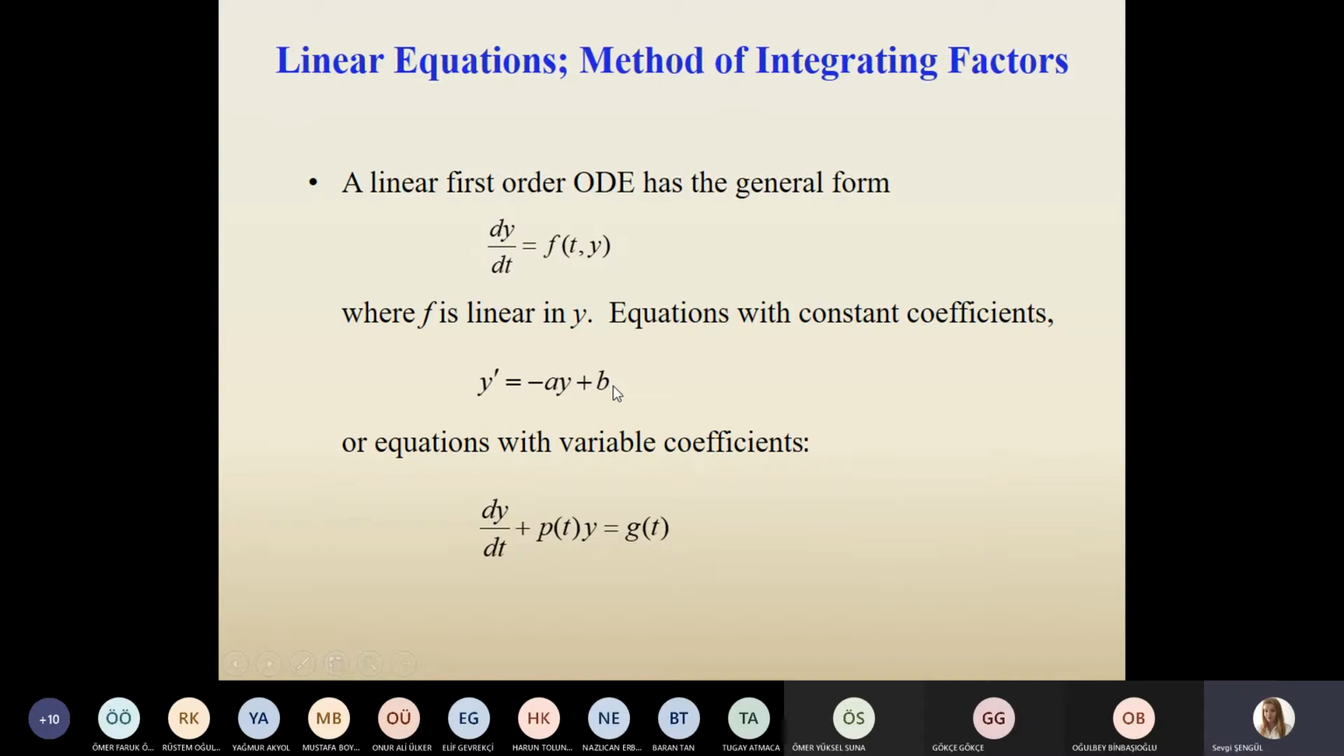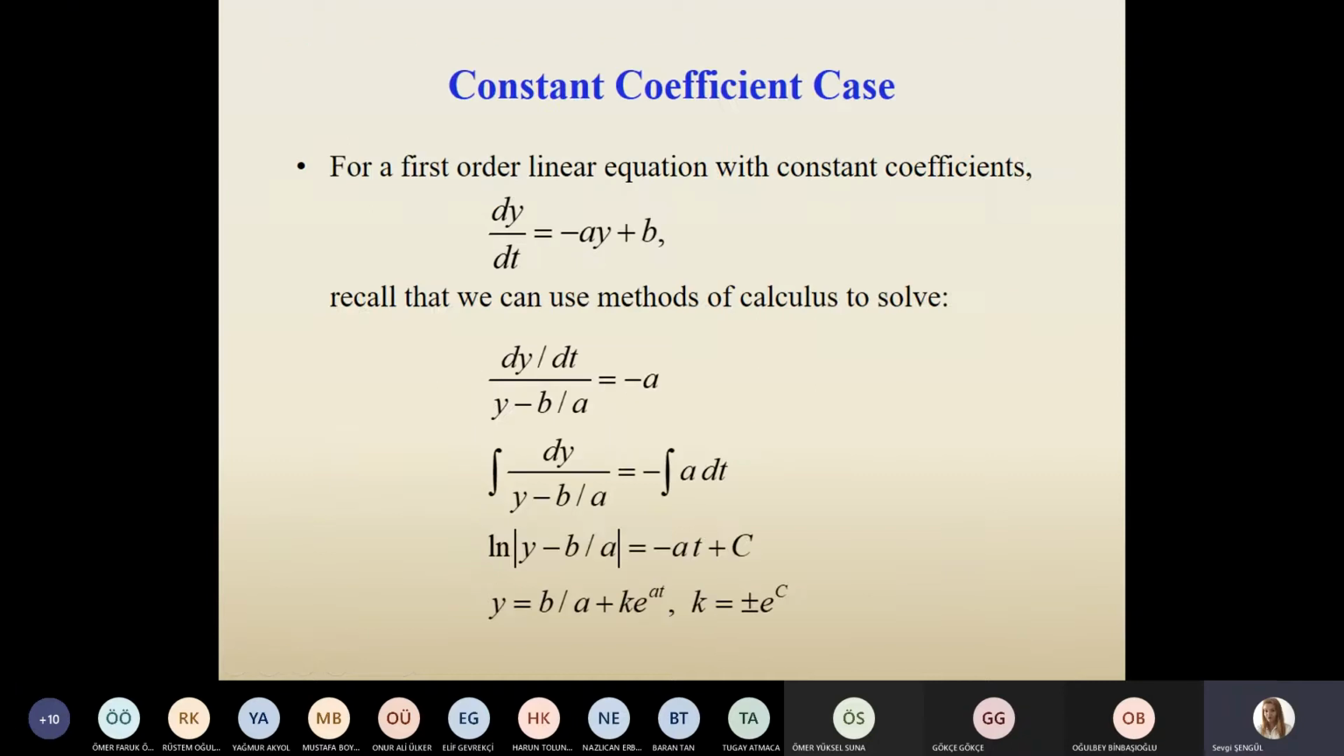Last class, we modeled owl and mice population, and also we modeled the free fall. All of these were examples of the constant coefficient linear differential equation like that. But these coefficients can be variable. So we can have a variable coefficient linear differential equation, which means that the coefficient of y can be p of t, and even the coefficient of the y derivative can depend on t. So once we have this kind of equation, how can we solve it? Today we will discuss that.